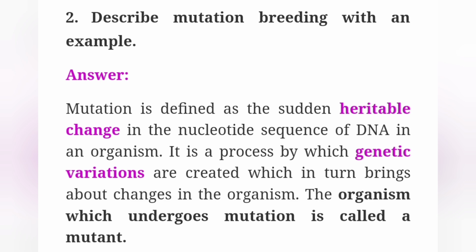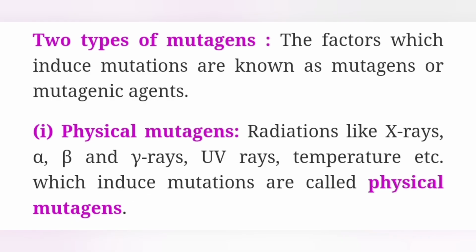Second question, describe mutation breeding with an example. Answer, mutation is defined as the sudden heritable change in the nucleotide sequence of DNA in an organism. It is a process by which genetic variations are created, which in turn brings about changes in the organism. The organism which undergoes mutation is called a mutant. Two types of mutagens. The factors which induce mutations are known as mutagens or mutagenic agents.